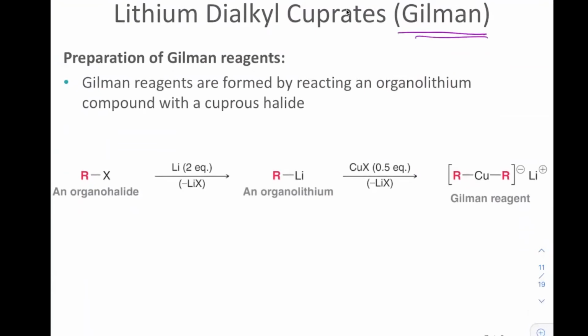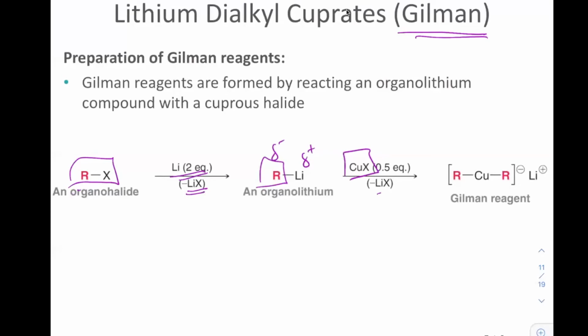And the Gilman reagents contain a lithium dialkyl cuprate. So what happens here is we start with our organohalide again. We have two equivalents of lithium. And just like before, that one lithium takes the halogen. And so we end up with an organolithium, negative carbon, positive lithium. Then we subsequently react that with this copper halogen here.